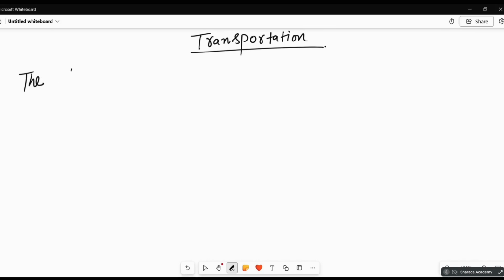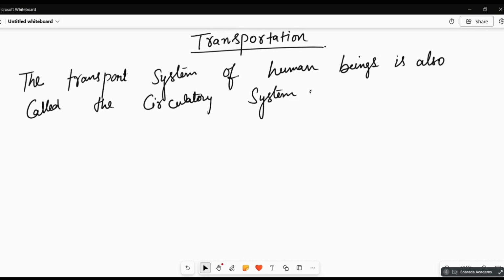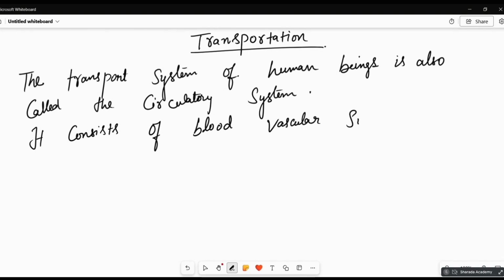The transport system of human beings is also called the circulatory system. It consists of the blood vascular system and the lymphatic system.